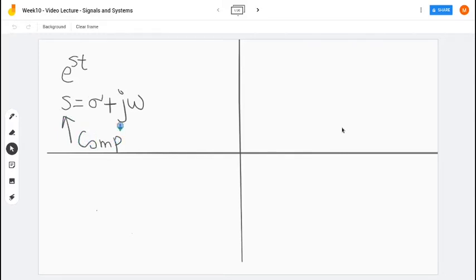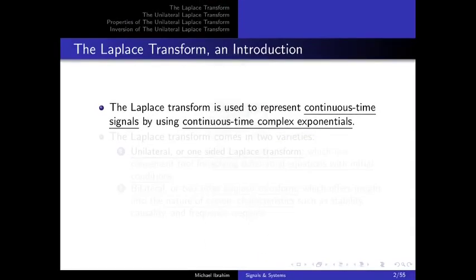So in this chapter, we will be trying to represent continuous time signals in terms of complex exponentials e to the power st. And we have a similar tool that would be used with discrete time signals and discrete time systems, and this tool is called the Z transform. You will learn about Z transform in different courses, but in this course we will only learn about the Laplace transform. So again, the Laplace transform is used to represent continuous time signals by using a continuous time exponential e to the power st.